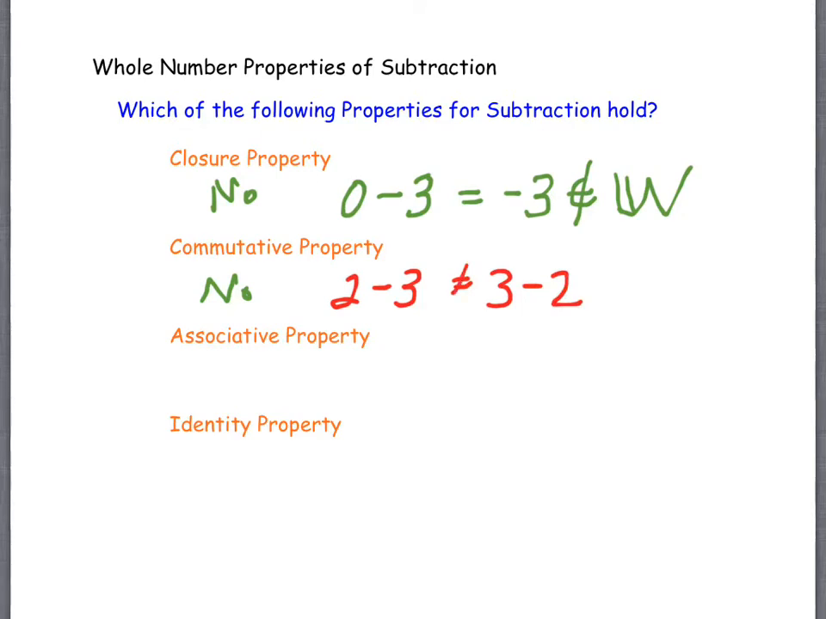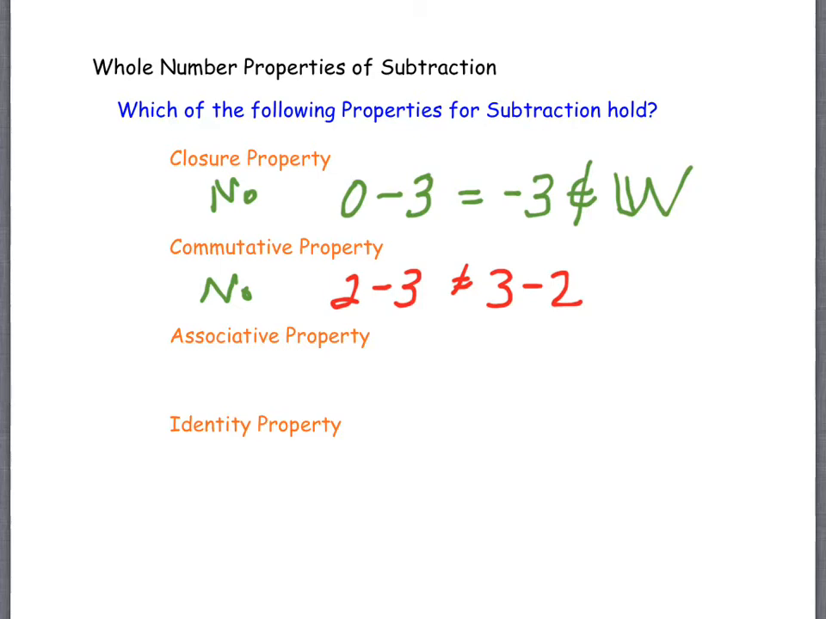No. What is 2 minus 3? Negative 1. And what is 3 minus 2? Positive 1. So the order of subtraction really matters. It didn't matter with addition. It does matter with subtraction, so there is not a commutative property for subtraction. And there won't be for integers either.